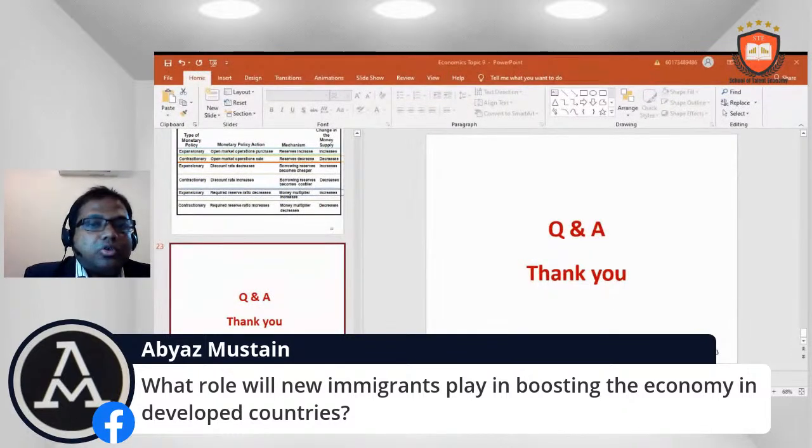Abbas Mustain, your question is what role will new immigrants play in boosting the economy in developed countries? Look, actually, immigrant and non-immigrant are different issues. But one point I understand is that, for example, if you want to see a successful entrepreneur, Elon Musk is an immigrant to the USA, but he contributes a lot to the US economy. Not every immigrant is Elon Musk. Sometimes immigrants are also a burden for the other country.